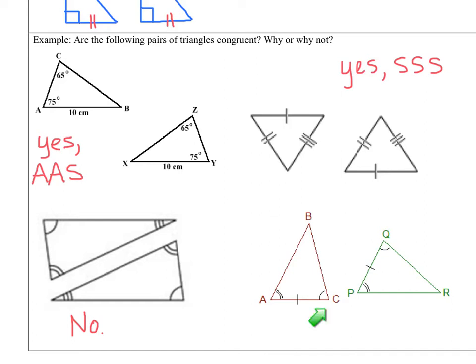Then over here, we've got two triangles. They've got two angles in common again, kind of like this example up here. But this time, they also have a side in common that is between the two angles. So these triangles are congruent, but this time it's because of angle, side, angle.